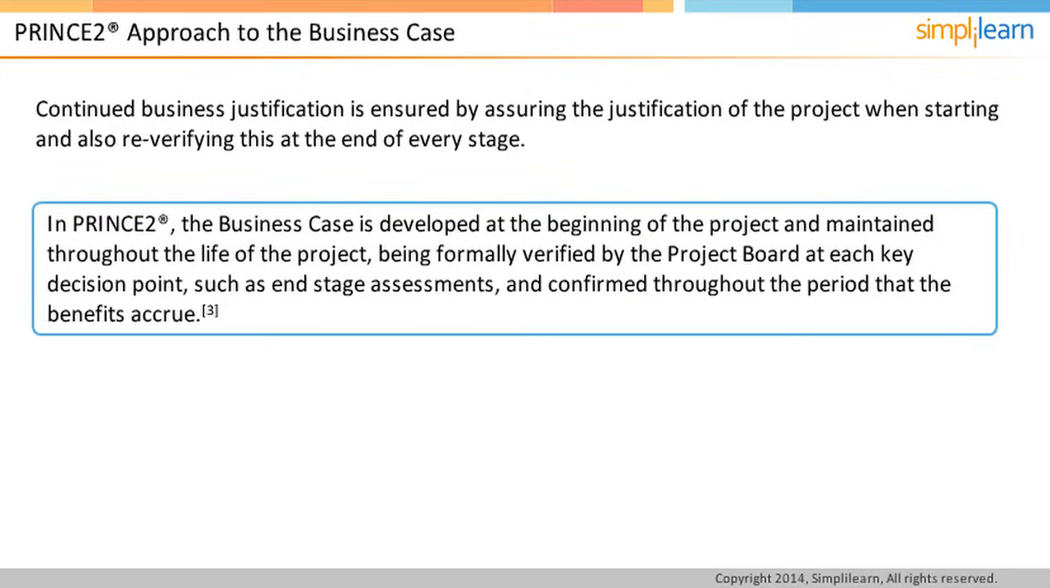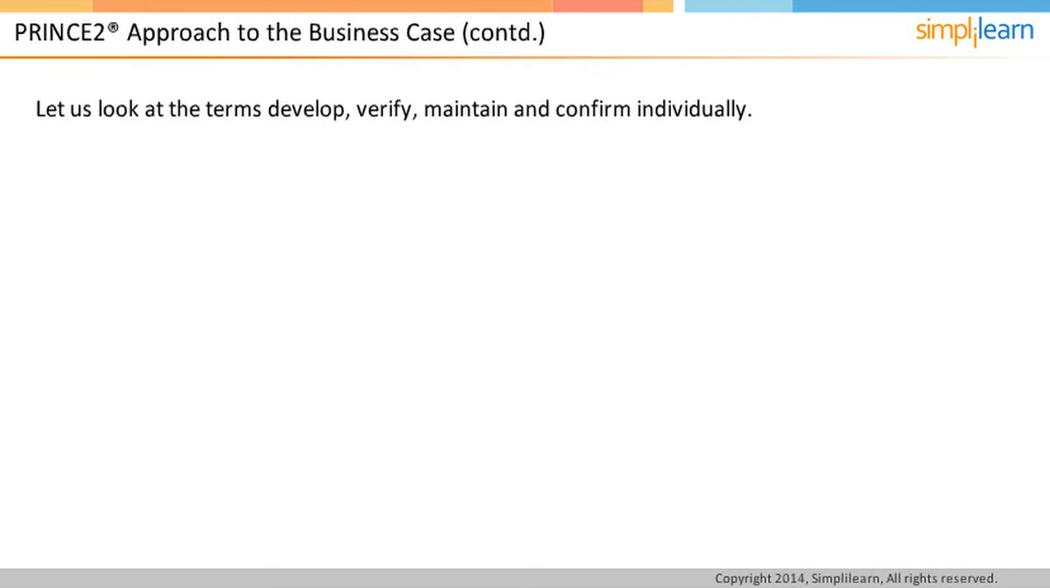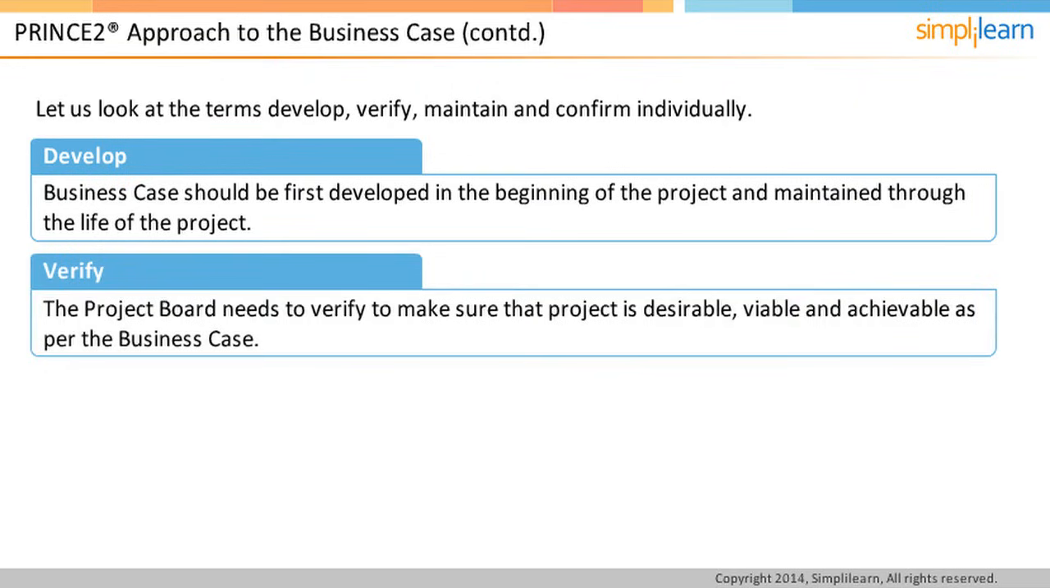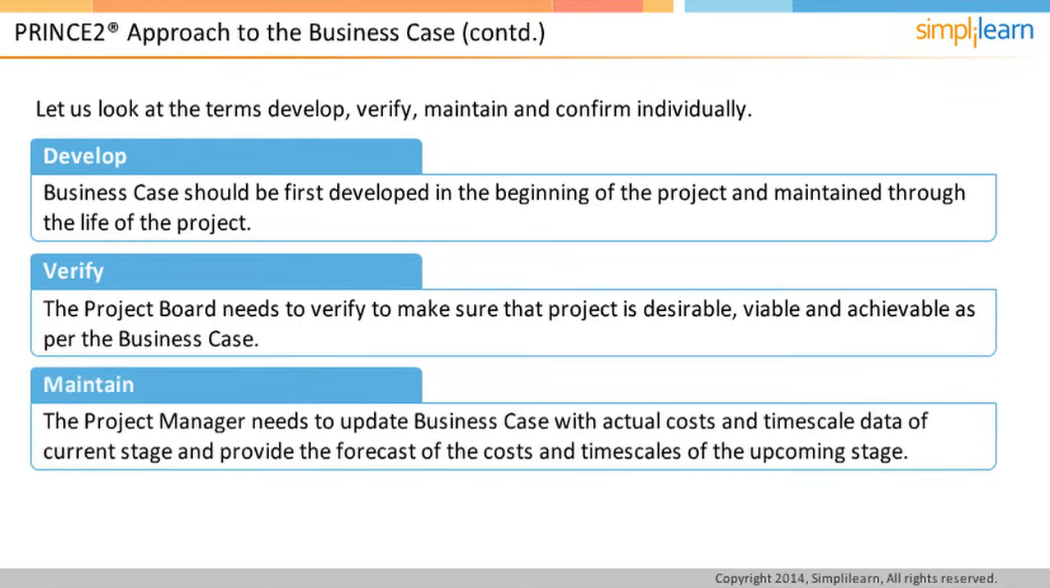Business case should be first developed in the beginning of the project and maintained through the life of the project. At the end of each stage, the project board needs to verify to make sure the project is desirable, viable, and achievable as per the business case. At the end of each stage, the project manager needs to maintain the business case with actual costs and benefits data of the current stage and provide the forecast of the costs and benefits of the upcoming stage.